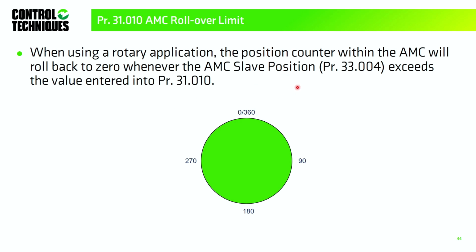With a rotary application like our example today, the position counter within the AMC will roll back to 0 whenever the AMC slave position exceeds whatever you enter into menu 31 parameter 10. So, as with any other rotary application, if I wanted it to roll back to 0 here, instead of going to 361, 362, 720, and so on, I would put a rollover value in menu 31 parameter 10.